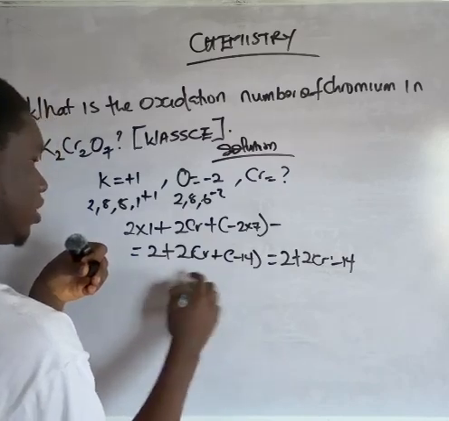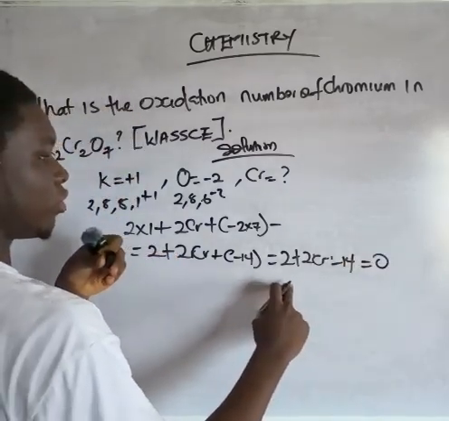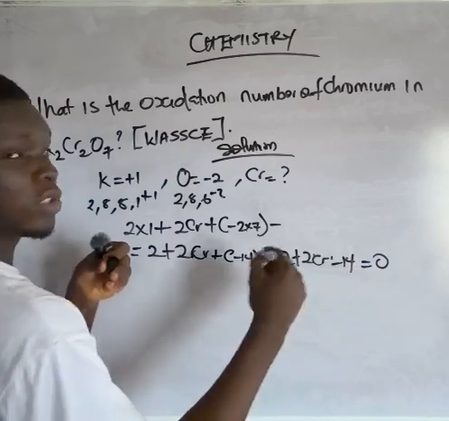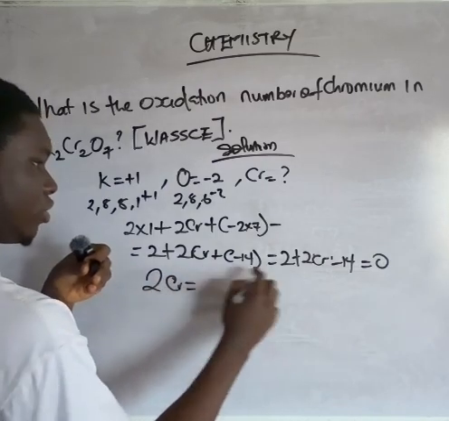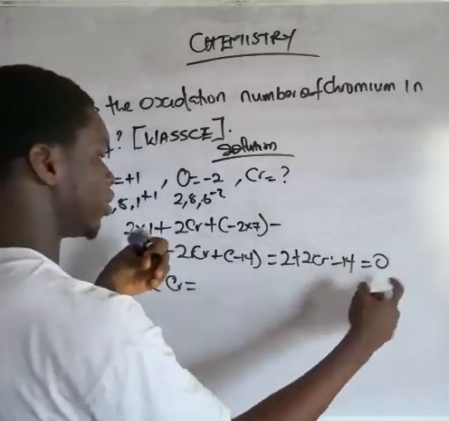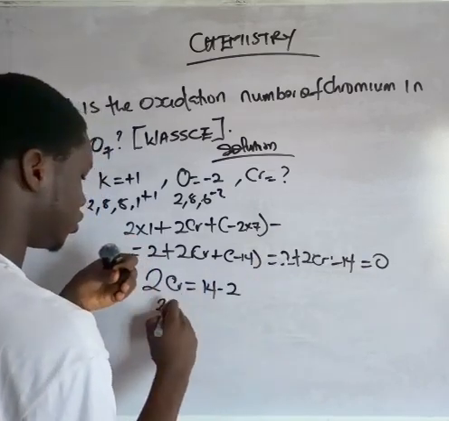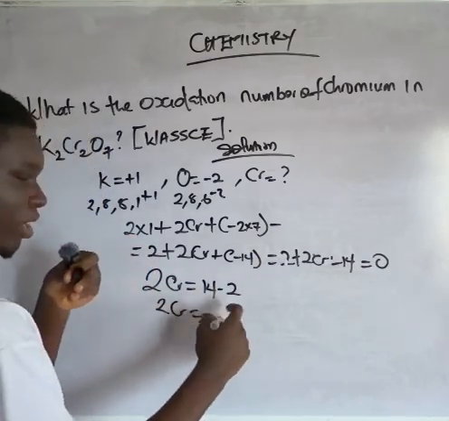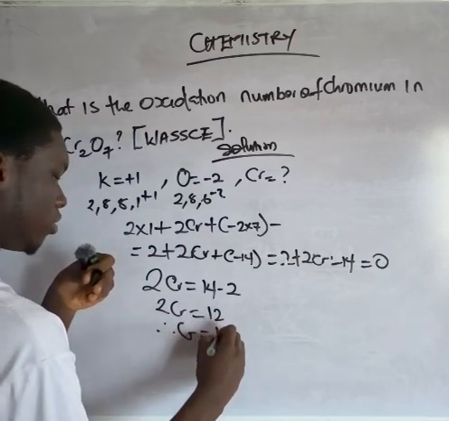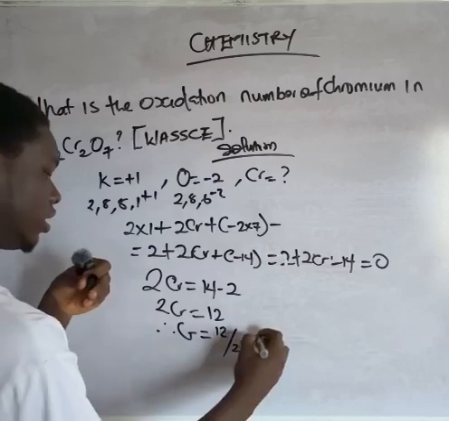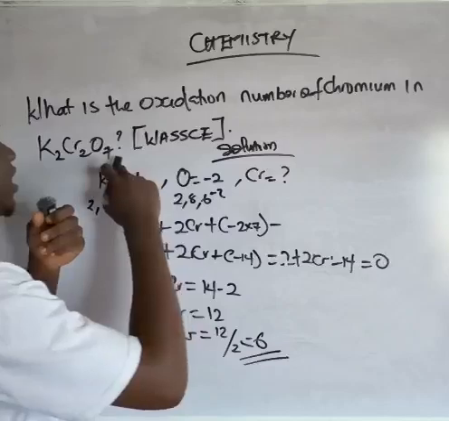So what do we do next? This is equal to 0, right? They are all equal to 0. We are looking for chromium. So we are going to make 2Cr the subject of the formula. So 2 chromium will now be equal to, as it crosses the equality sign, it becomes positive, so we have 14 and minus 2. So 2 chromium will be equal to 14 minus 2, which is 12. Therefore, chromium will be equal to 12 divided by 2, which is equal to 6. So 6 is the oxidation number of chromium in this trinary compound.